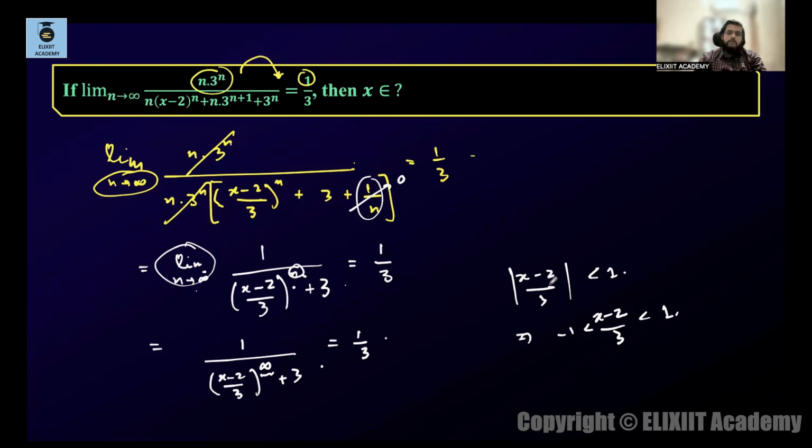That quantity will tend to 0 if and only if the absolute value of (x minus 2) divided by 3 is less than 1, or rather, the value lies in between minus 1 and 1. Now we can simply solve for x from here. So minus 3 lies in between x minus 2 and 3. We just need to remove this 2, so we add 2 over here. So x lies in between minus 1 and 5, right?